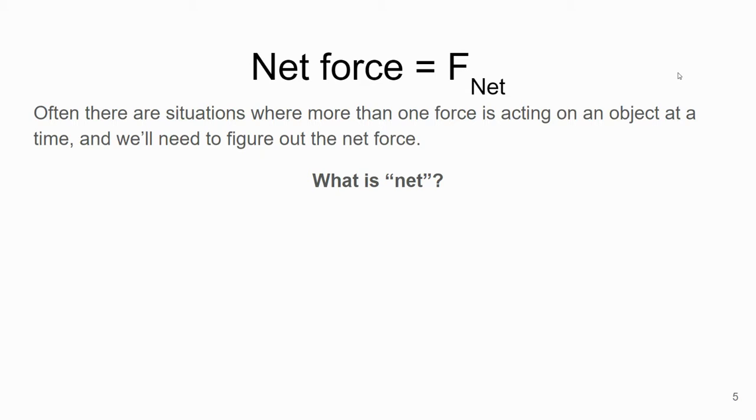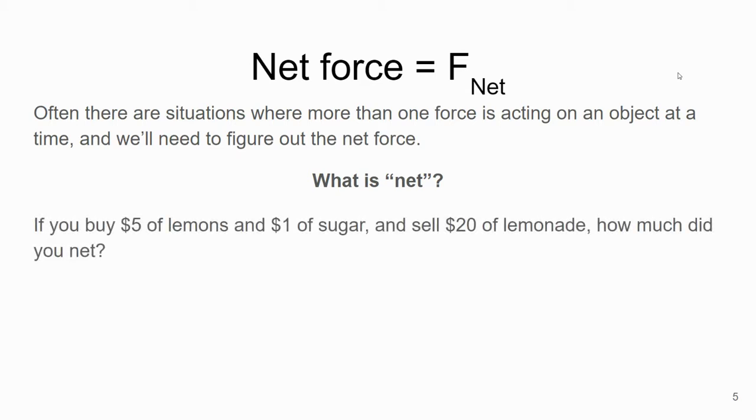Often there are situations where more than one force is acting on an object at a time, and we'll need to figure out the net force. So what is net? If, for example, you were to buy $5 of lemons and $1 of sugar, and now you're going to go sell lemonade, so you sell $20 of lemonade, how much did you net? Well, you didn't net 5 plus 1 plus 20 equals 26. What you netted was $14.